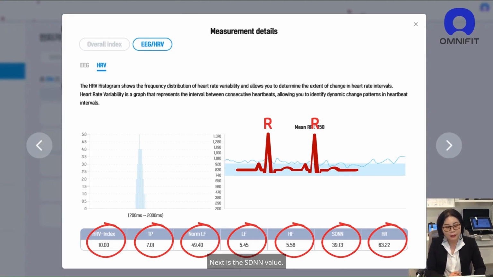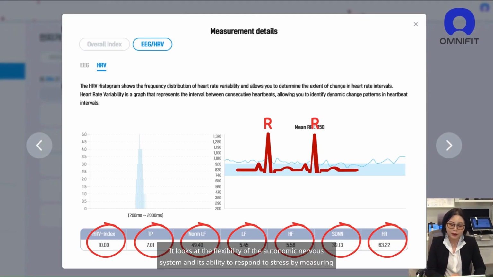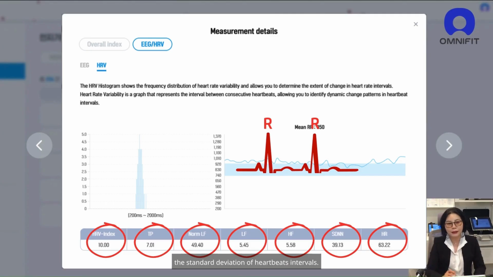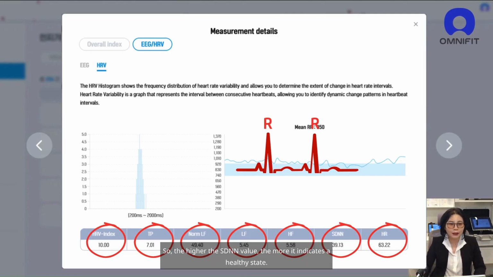Next is the SDNN value. SDNN is one of the time domain analyses. It looks at the flexibility of the autonomic nervous system and its ability to respond to stress by measuring the standard deviation of heartbeat intervals. So, the higher the SDNN value, the more it indicates a healthy state.